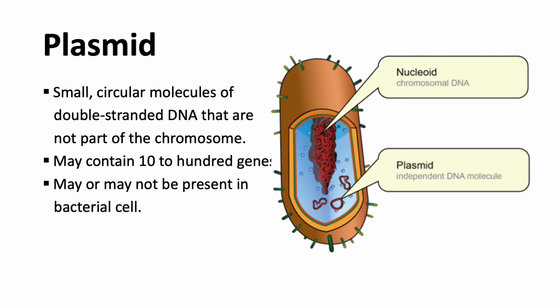Plasmids may or may not be present in bacterial cells. So a bacterial cell may not contain any plasmids, or it may contain one plasmid, or multiple copies of the same plasmid, or more than one type of plasmid. Plasmids are small circular, double-stranded DNA molecules that are not part of the chromosome. They may contain 10 to 100 genes.